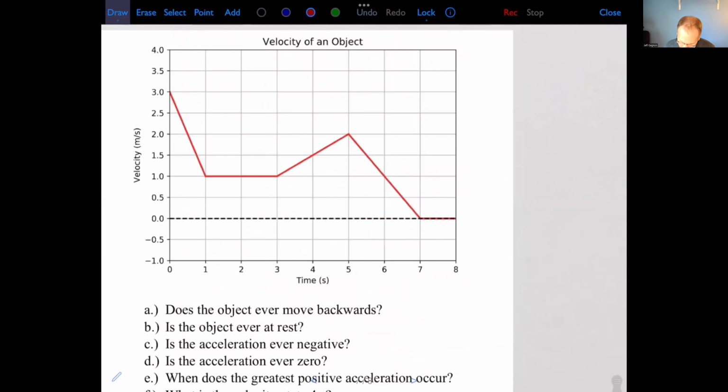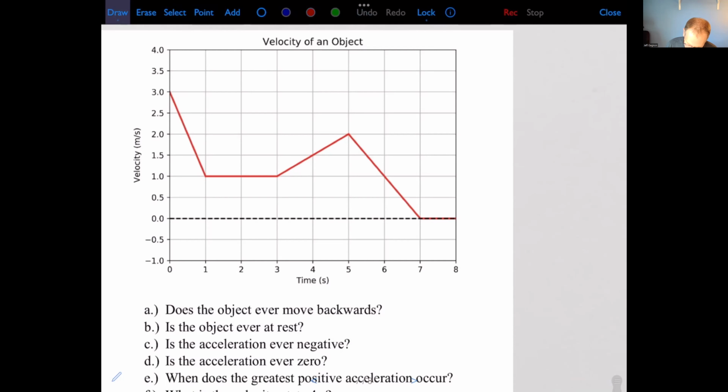Okay, next example. Now I'm giving a velocity versus time graph. So again, if I ask a question about velocity, you can read it directly from this graph. If I ask a question about acceleration, now we have to calculate slopes, right? Because the acceleration is the change in velocity over change in time, which is a slope. And if I ask a question about displacement, that's going to be the area underneath the velocity versus time graph. Okay, so given all that, let's see if we can answer these questions.